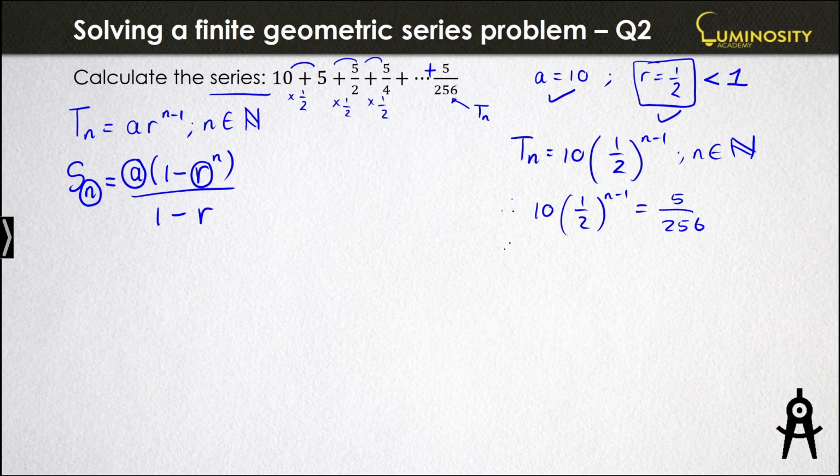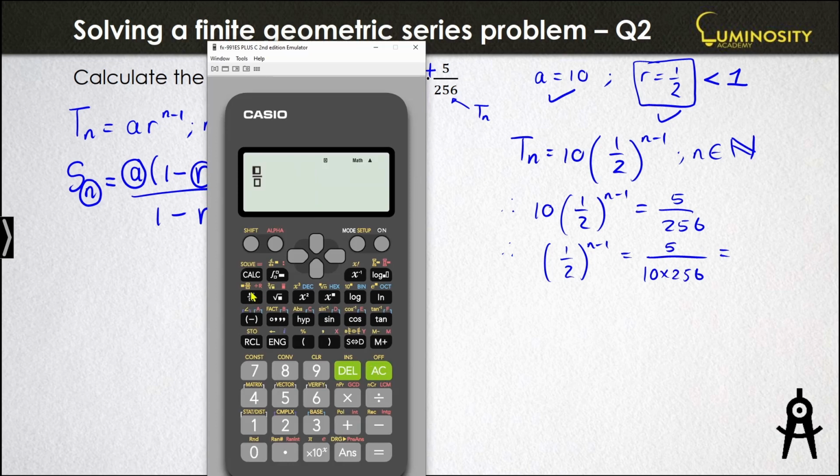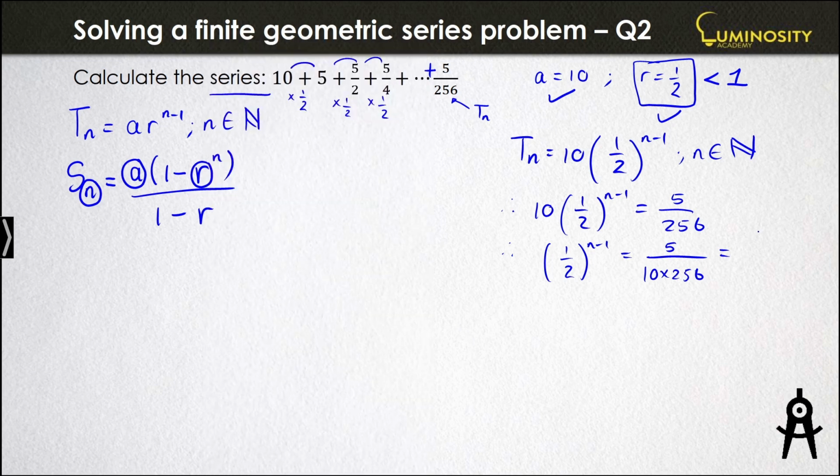So I'm going to solve here now for n. I'm going to say a half to the n minus 1 equals, so to get rid of that times 10, I divide by 10. So it becomes 10 there in the denominator. Let me use a calculator to simplify that. It's going to be 5 over 10 times 256, and I get 1 over 512. Now I know my powers of 2 pretty well, so I know that this is going to be 2 to the power 9.